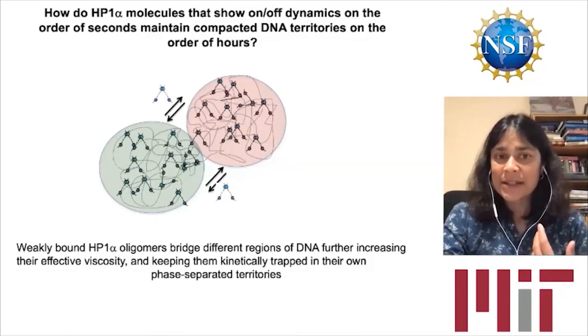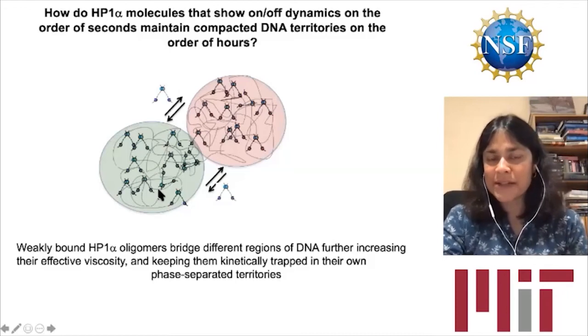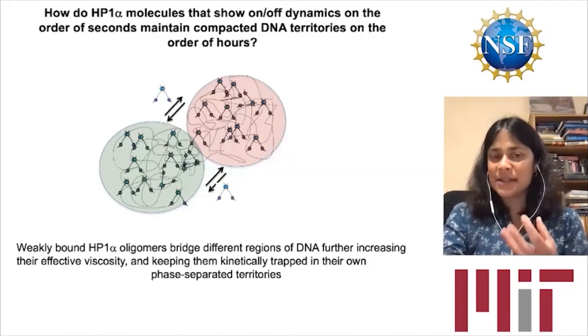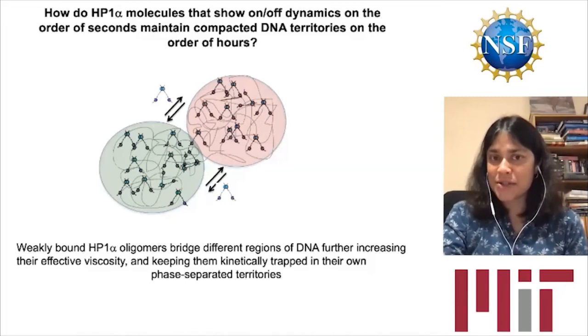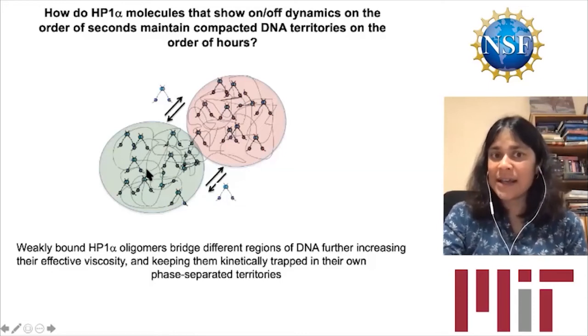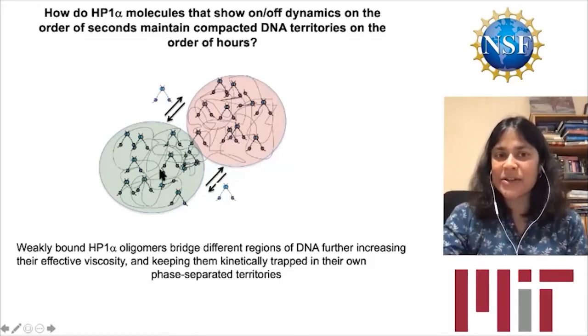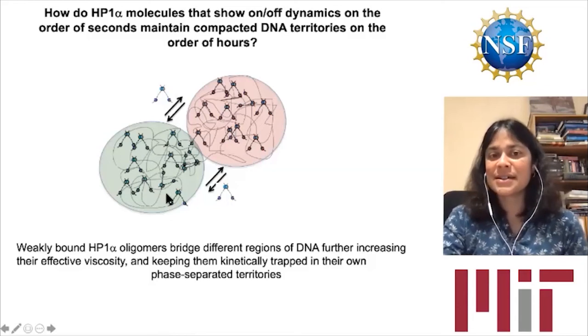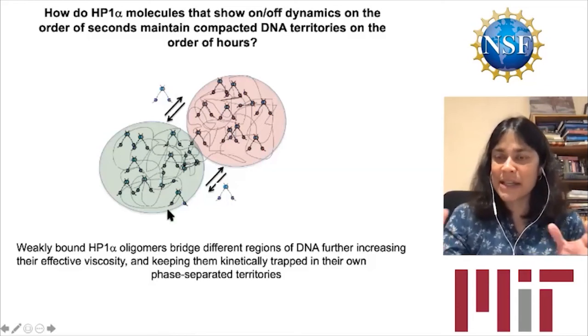Now, I mentioned DNA polymer effects earlier. The longer you make the DNA, the more viscous the solution is going to behave. And so we believe that as the DNA is getting longer, the viscosity of the solution is increasing, but HP1 molecules further cross-bridging the DNA and keeping it in a small territory further increases the effective viscosity of the system and keeps the DNA kinetically trapped in a small region.